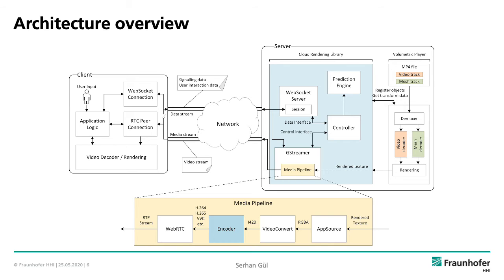At the same time, the client can use either the WebSocket or the RTC peer connection for sending control data to the server in order to modify the properties of the scene. For example, the client may change its six-degrees-of-freedom position, or it may rotate, move, or scale any volumetric object in the scene. So this is the operation of our system basically.